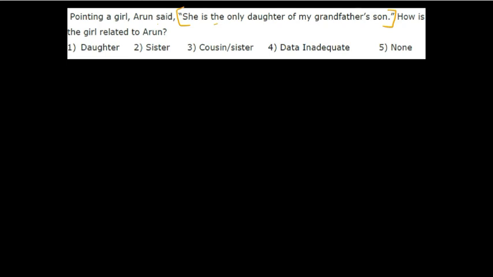Now whenever there is a speaker or there are some persons, you have to pinpoint one single person and start from that point. In this case there is a speaker, so you should start with the speaker. The speaker is Arun, and he says his grandfather's son. So he has a father and a grandfather. This is the grandfather. The grandfather's son could be his father, or he could have another son who is going to be his uncle. Now she is the only daughter of these persons.